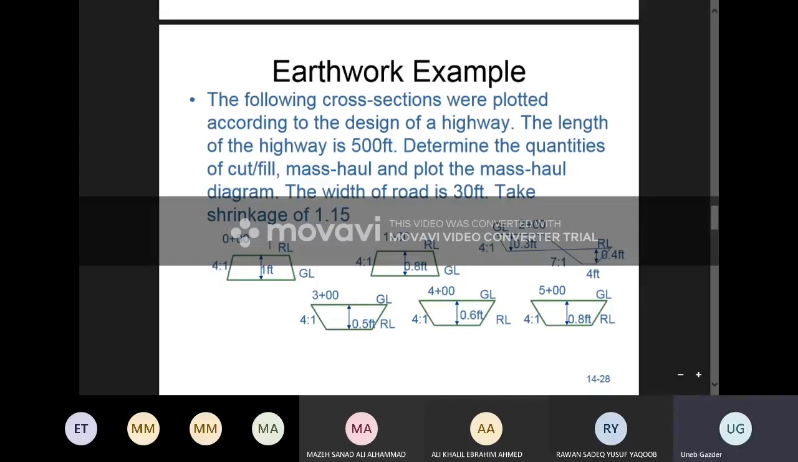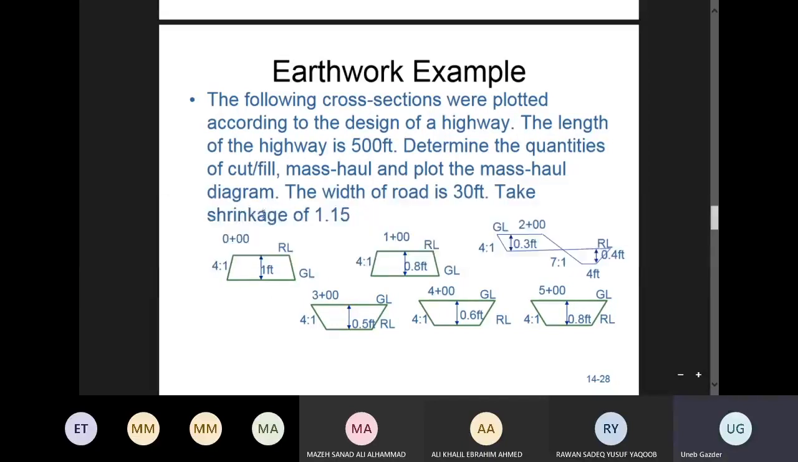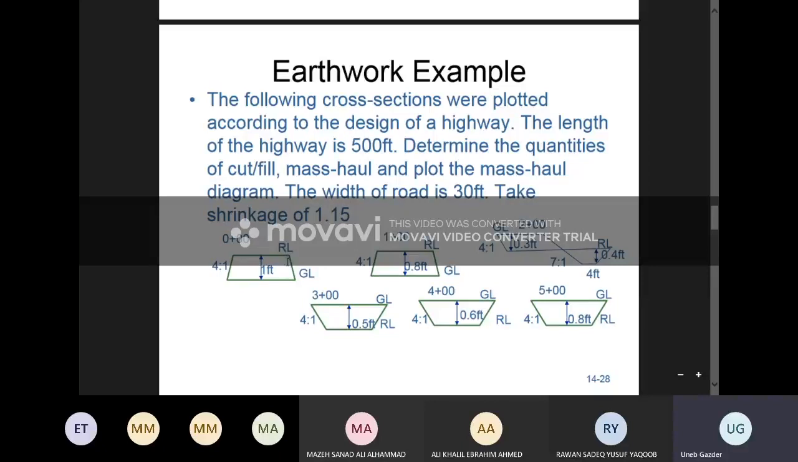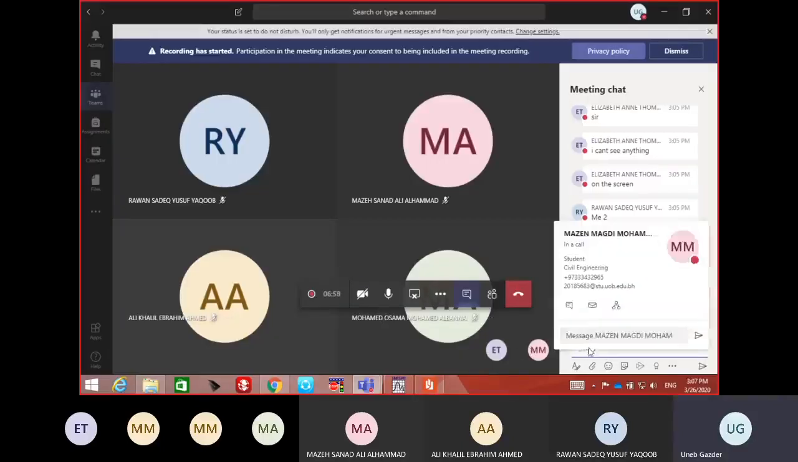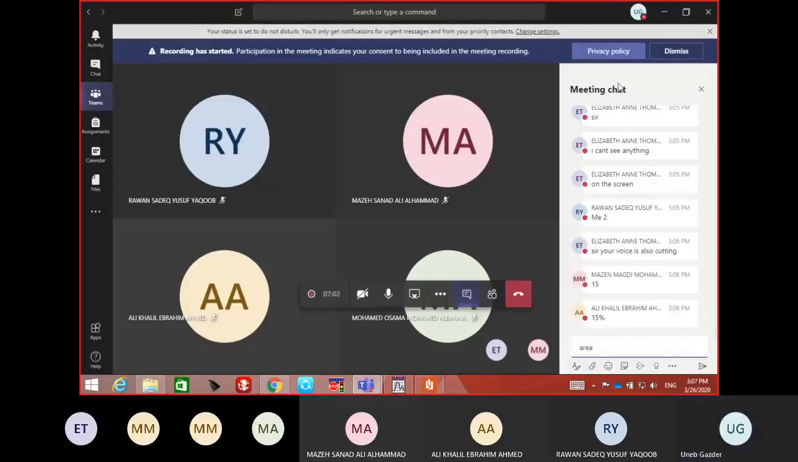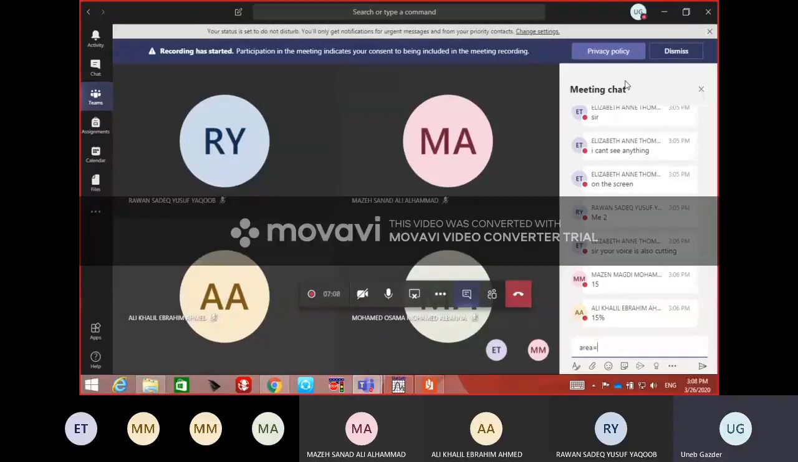Now, if you look at this diagram, this is like a trapezoid or a parallelogram, whatever you want to call it. You can calculate the area of this diagram by using triangles and rectangles. You can divide it into two triangles and one rectangle. But there's a direct equation to find the area as well. The equation is area equals the difference of elevation, the difference of height, times the average of the parallel sides.